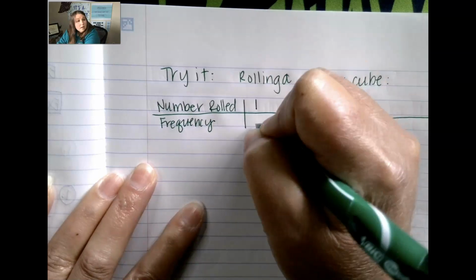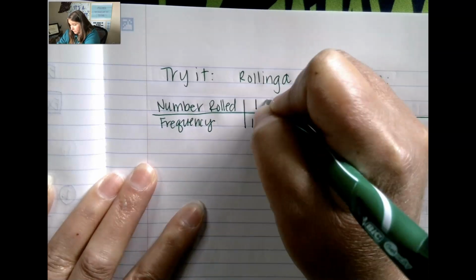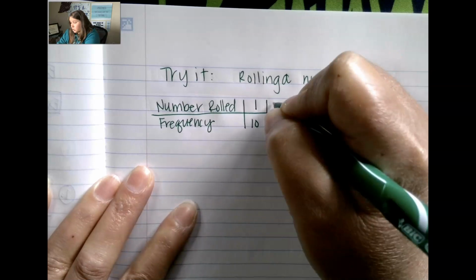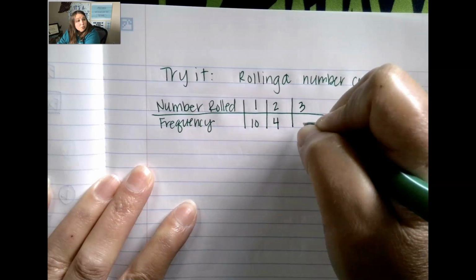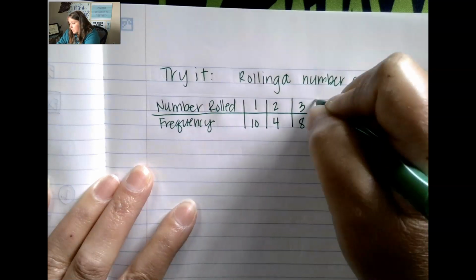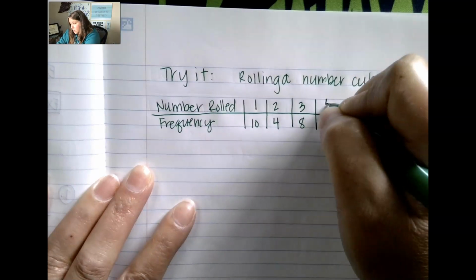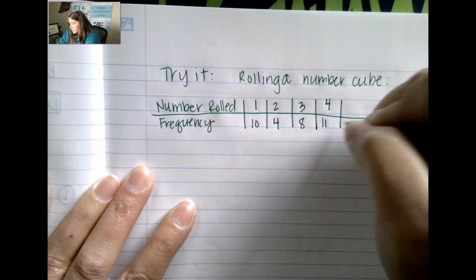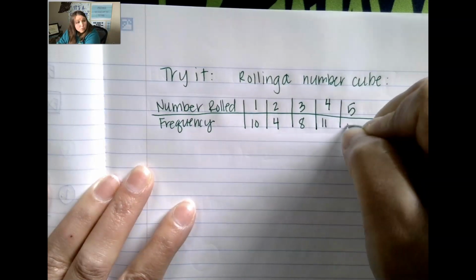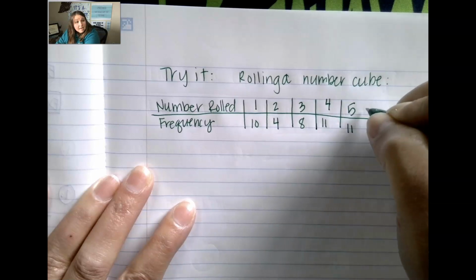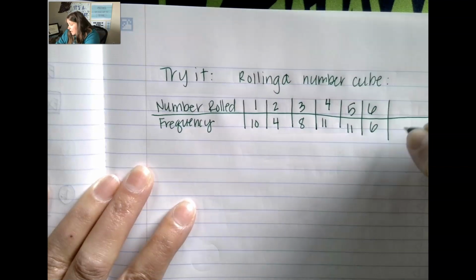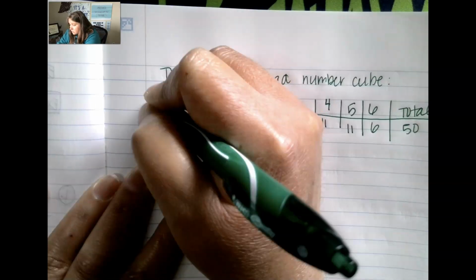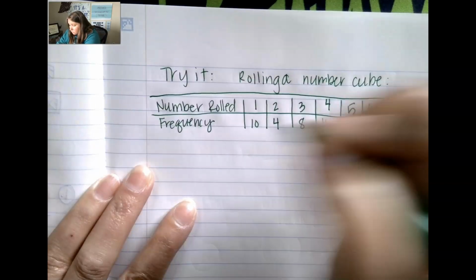We have a 1, we rolled that 10 times. We have a 2, we rolled that 4 times. A 3, which was rolled 8 times. In this experiment, the 4 was rolled 11 times. A 5 was rolled 11 times. And a 6 was rolled 6 times. For a total of 50 rolls. So we had a total of 50 rolls.